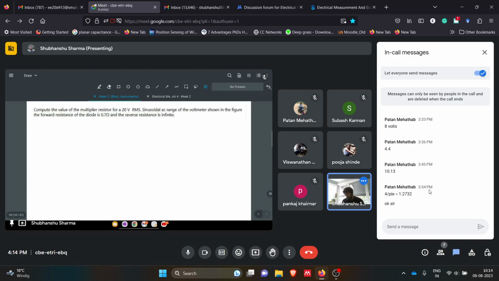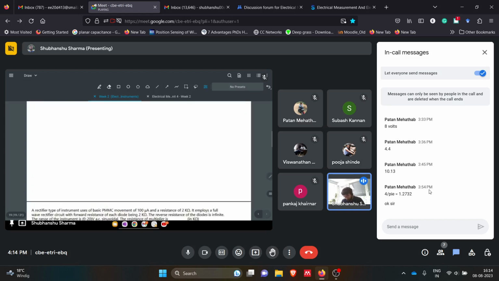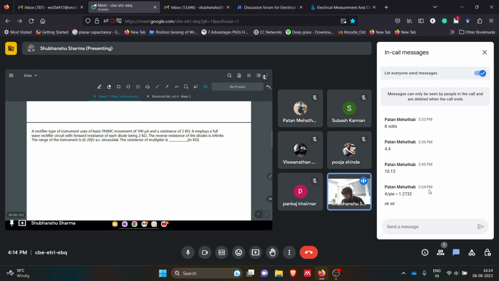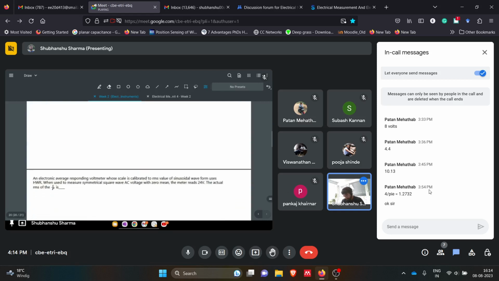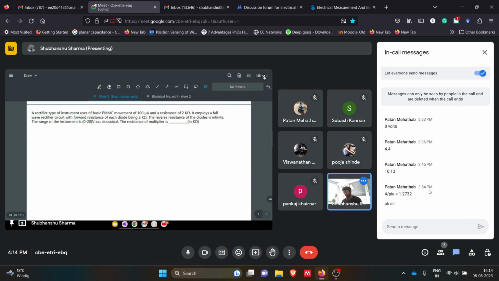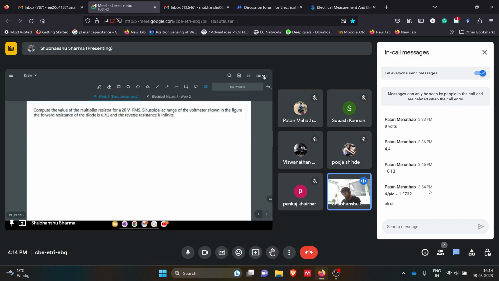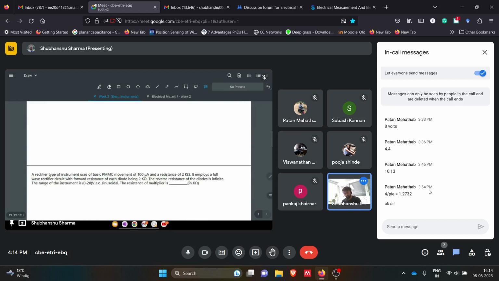Compute the value of the multiplier resistor for a 20 volt RMS sinusoidal AC range of voltage shown in the figure. Okay, I think we have done this type already. This one is fine. This is a full wave rectifier. So this we have done already, this kind of question.